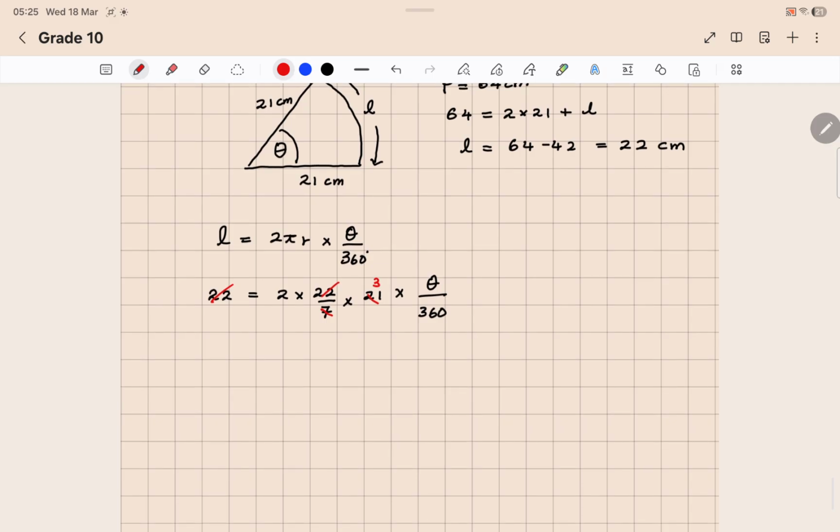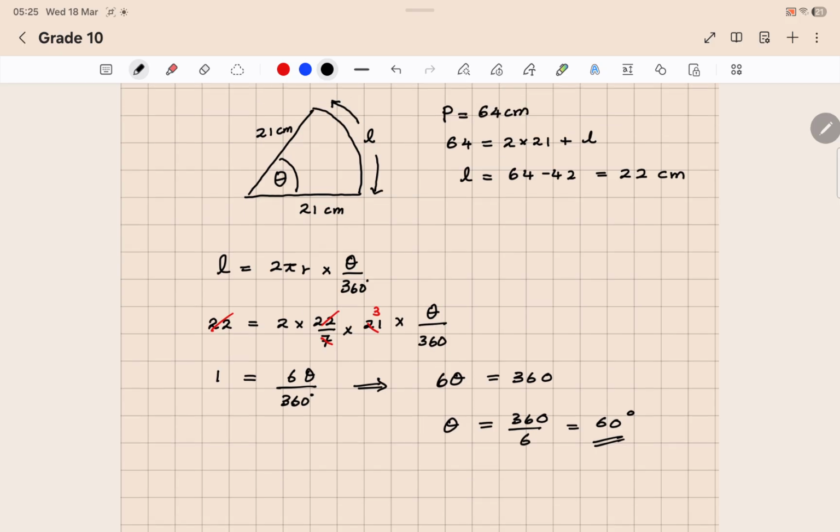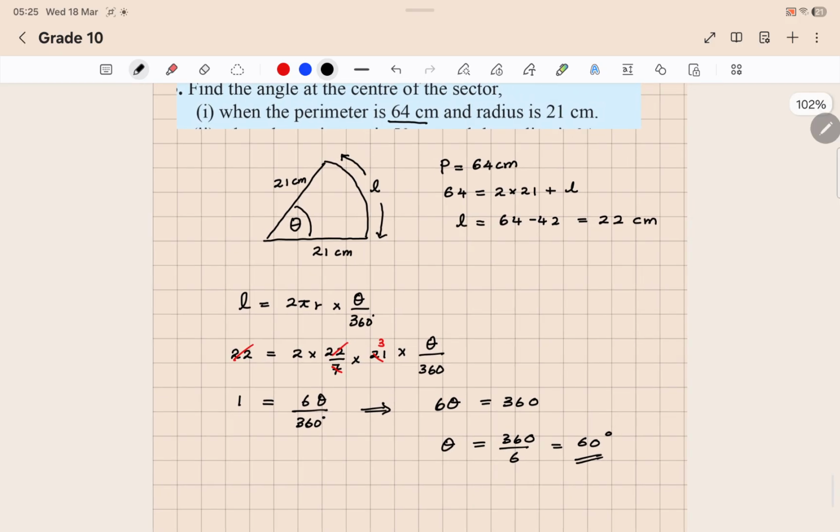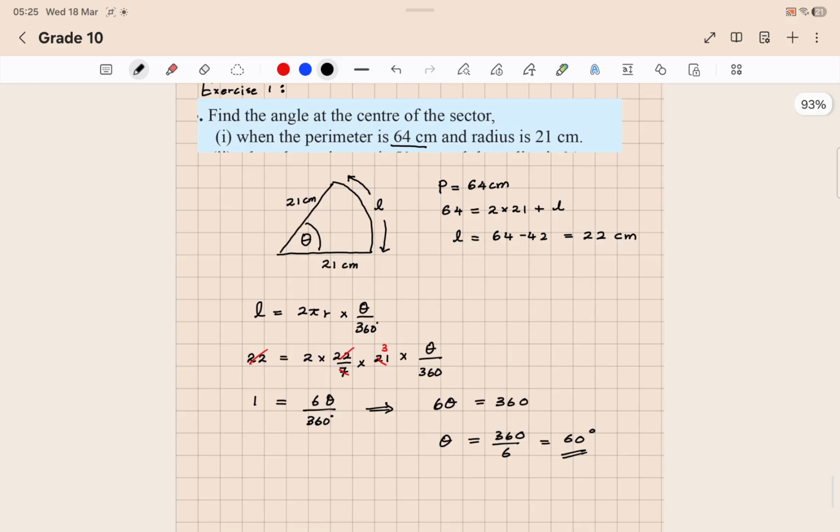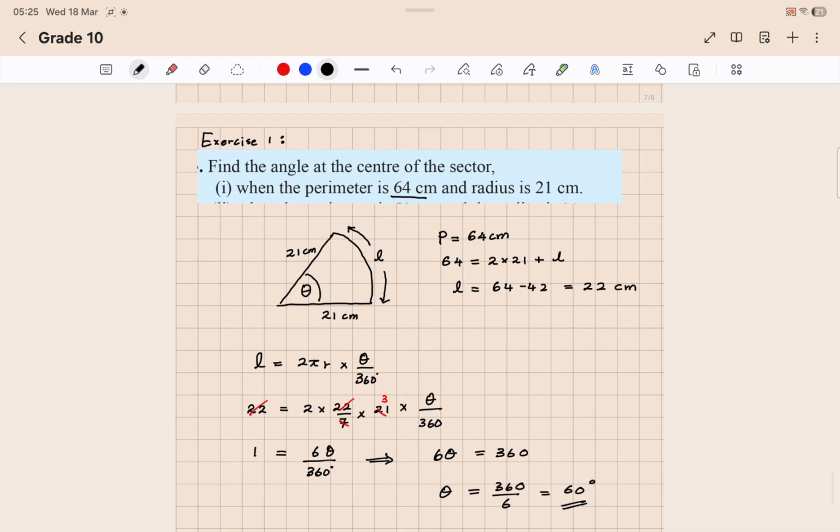So let me write down what is left now. This side 1, 2 times 3 is 6, so 6 theta over 360. So that is 6 theta equals 360 degrees, or theta equals 360 over 6, which is 60 degrees. So the angle at the center is 60 degrees.